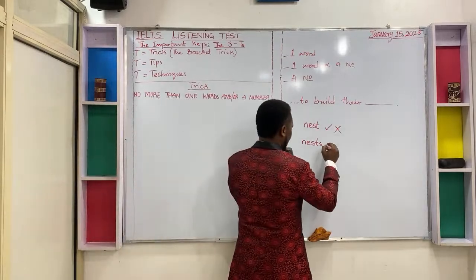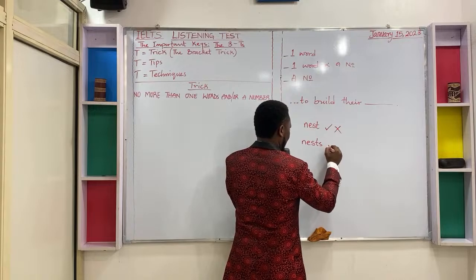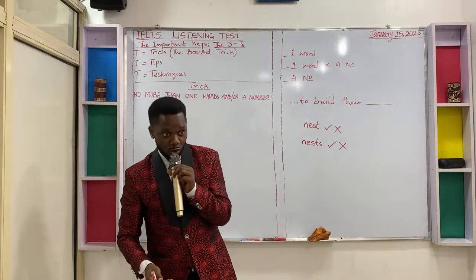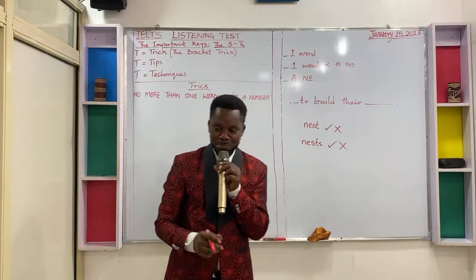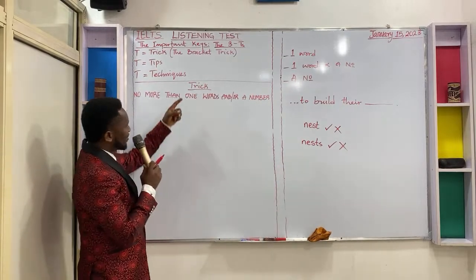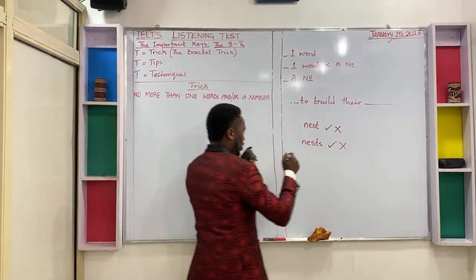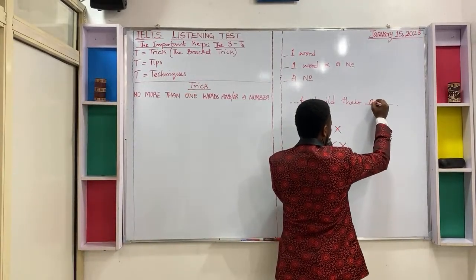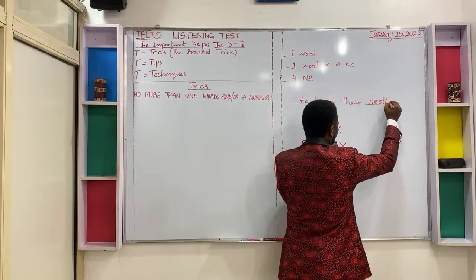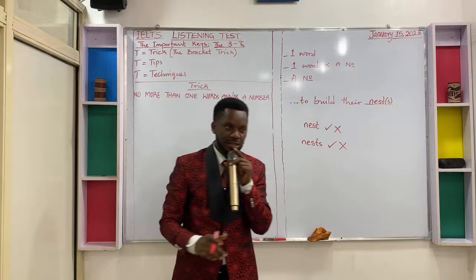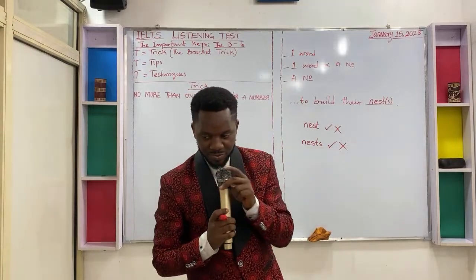Now, writing this is one word, and it's very correct, but still could be 100% wrong. So what do you do? The bracket trick needs to come in. So what do I write? I'm going to write nest and put my S in bracket. Do you understand this? Perfect.